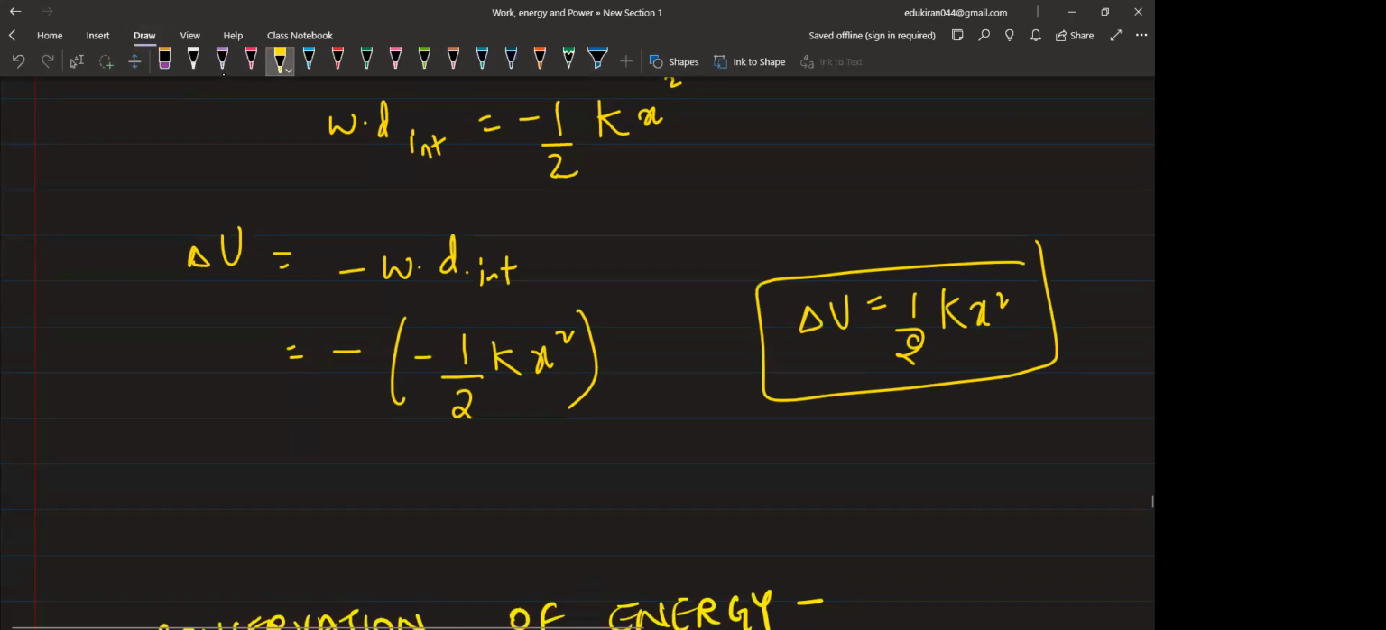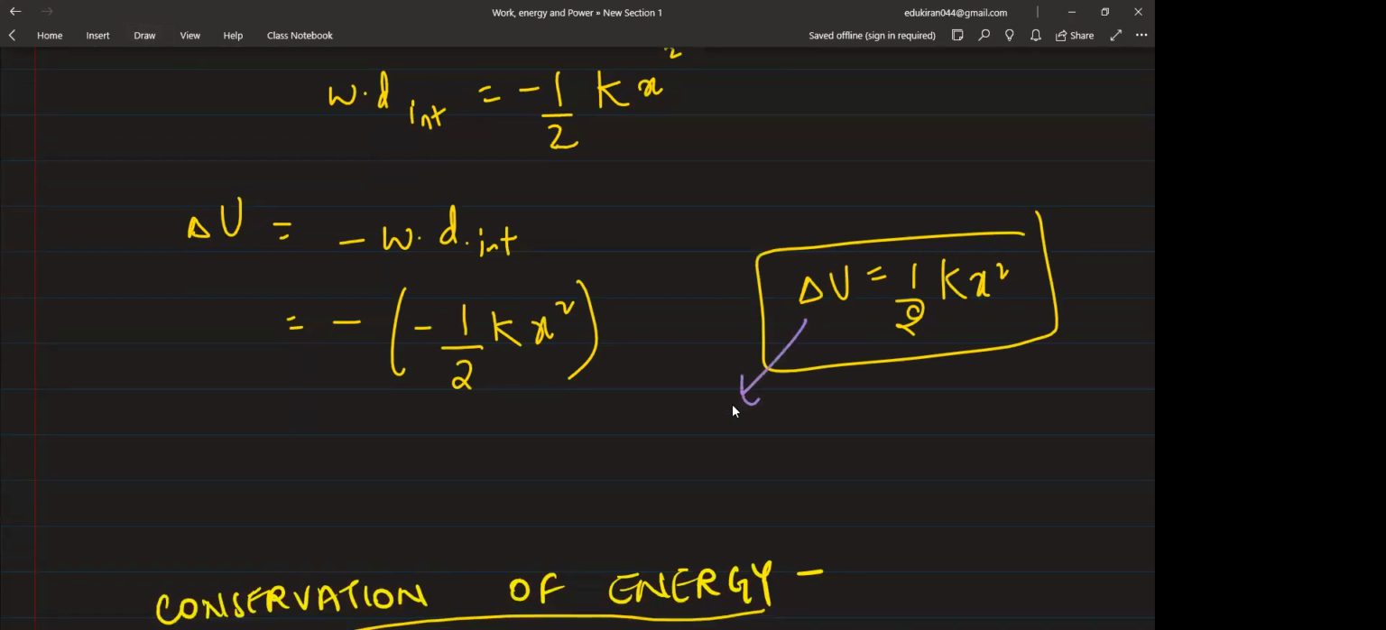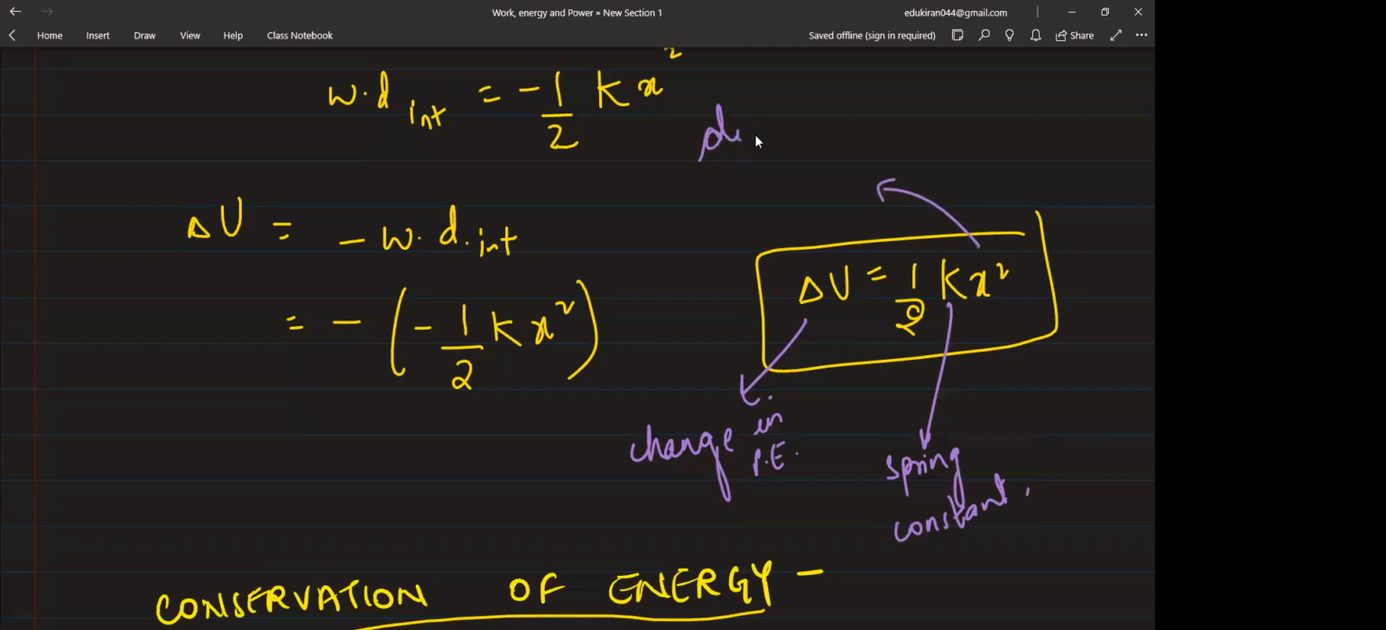This is the formula of potential energy. What are the things which are present? What is delta U? This is basically the change in potential energy. K is the spring constant. Spring factor means any constant can come for any system, but if I say spring constant, it is specifically for the spring mass system. And what is x? Displacement from the mean position. All right, write it till here.